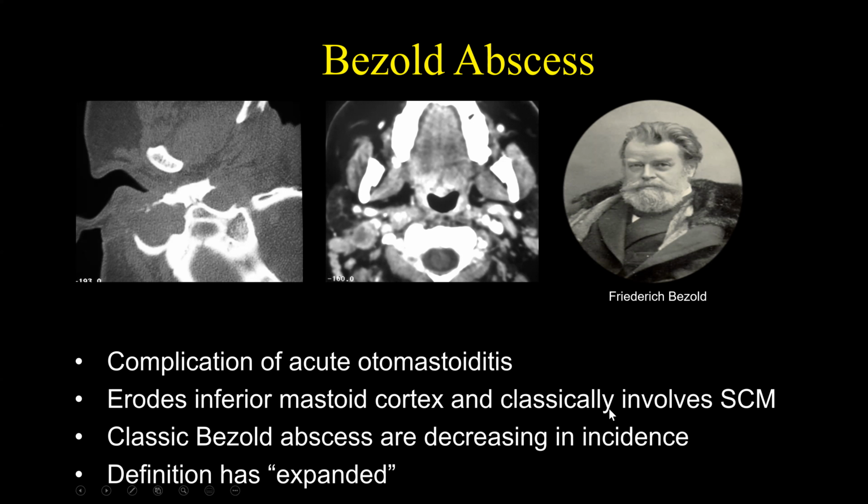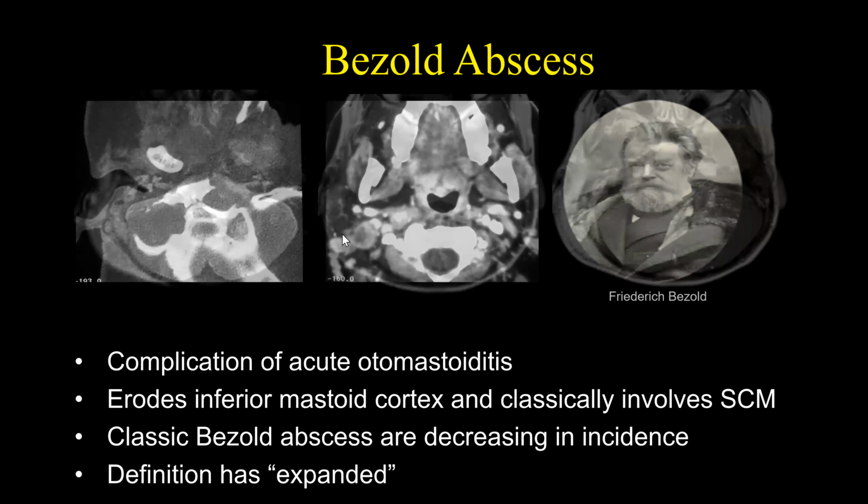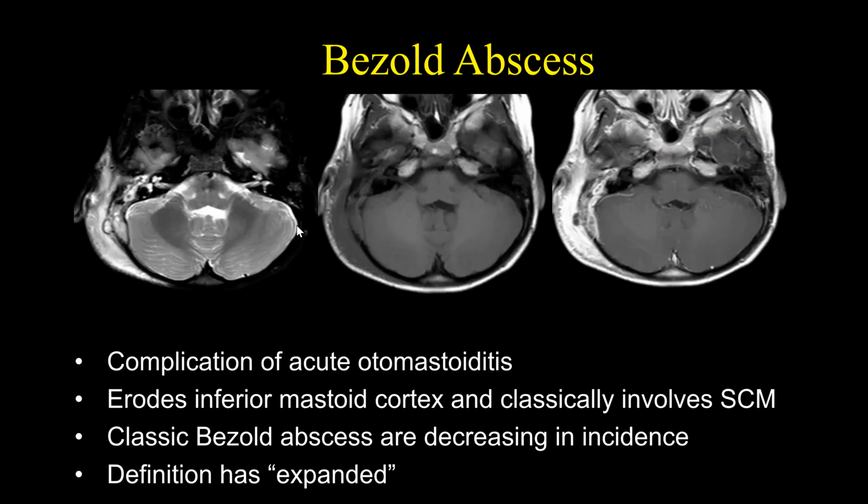Now, the one nice thing about a classic Bezold's abscess is that they are decreasing in incidence, obviously because of the early use of antibiotic therapy, but in a way the definition has expanded. So when Bezold described this, he described erosion of the inferior portion of the mastoid tip with an abscess extending along the sternocleidomastoid muscle. But oftentimes when you go to meetings, sometimes this will be described as a Bezold's abscess.